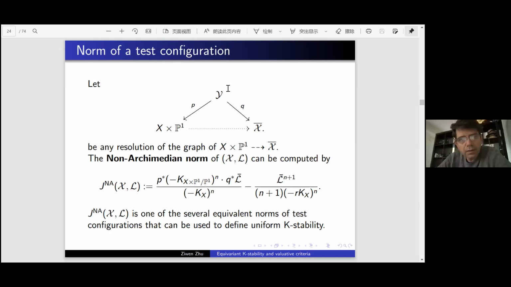Excellent. And I think this is also the reason why right now people tend to put the normality assumption in test configurations. In the original definition, I don't think normality is required, but if I take the normalization, again the direction of the inequality is in the favorable way, so it's enough to just consider normalized test configurations as well.